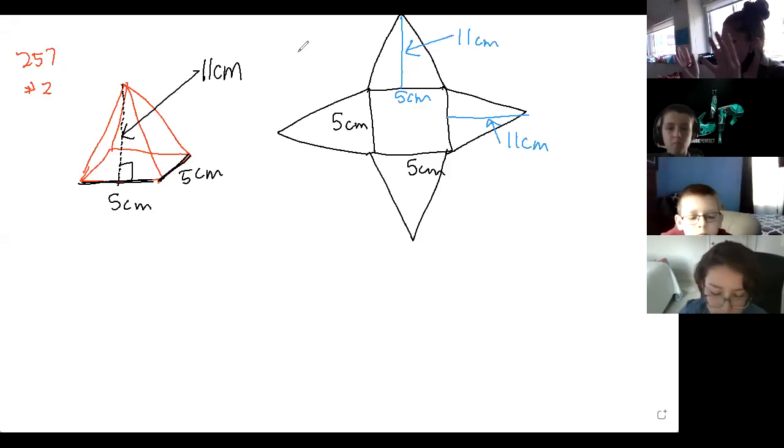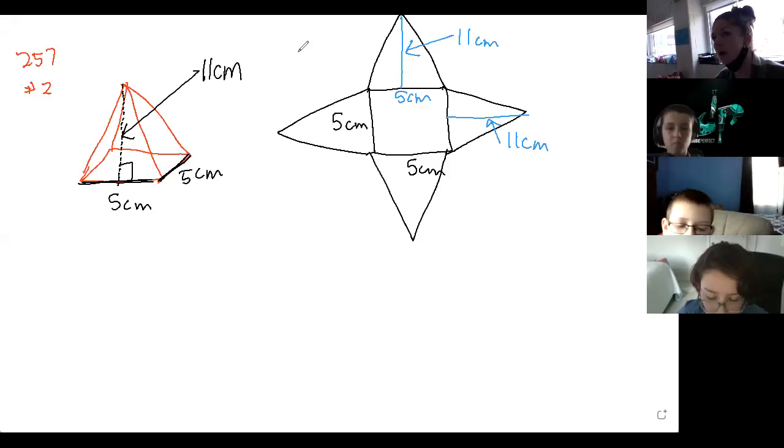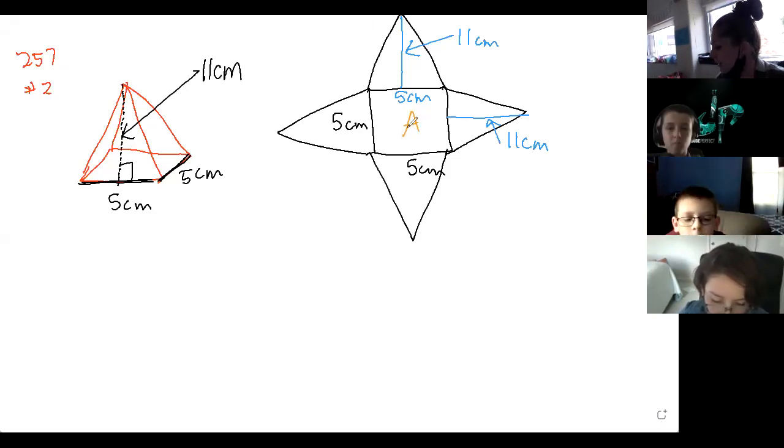Now that we have the net, let's think about what congruencies I have. What duplicates do I have? So obviously the square in the middle is all by himself, right? We'll just label that A. That's shape A. We know the total area is going to be shape A plus those triangles.